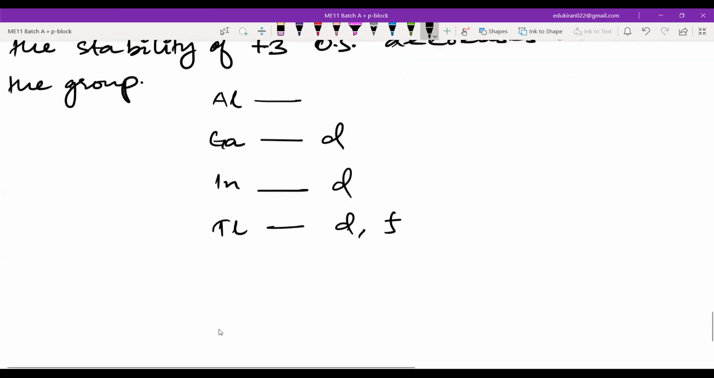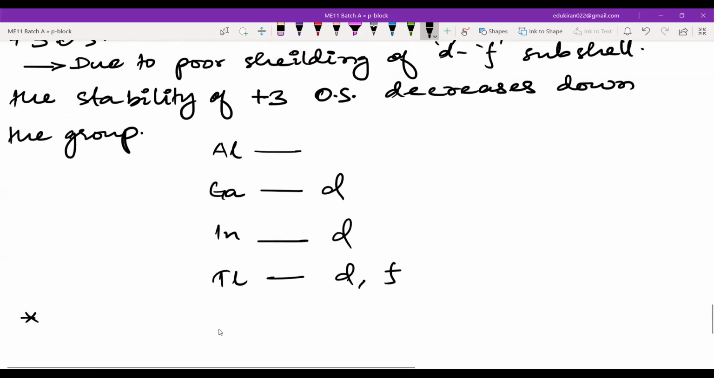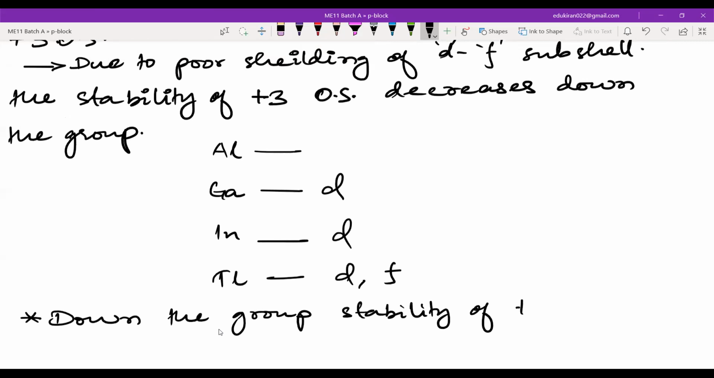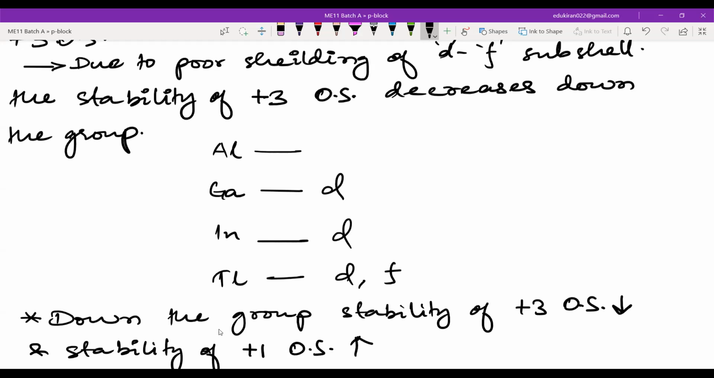Okay, that is why down the group, the stability of +3 oxidation state decreases, and the stability of +1 oxidation state increases.